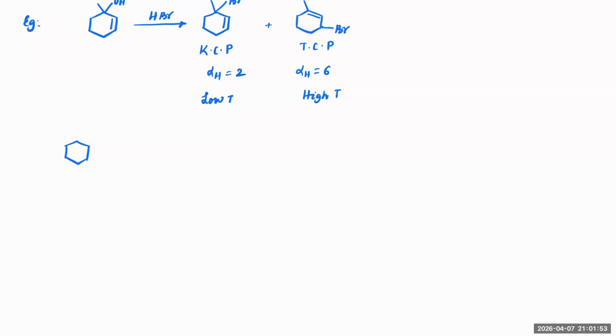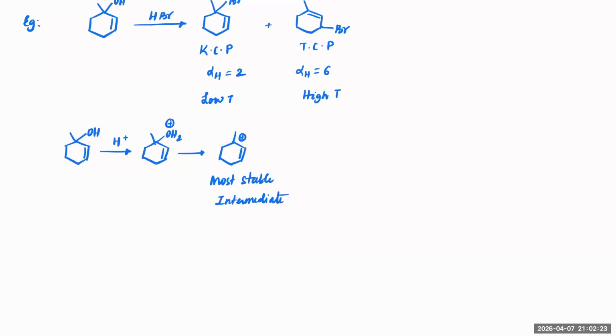First, we have OH, and on protonation, OH will take proton to get this as OH2 plus. That OH2 plus will be relieved to get a positive charge. This is the most stable intermediate. First we get the most stable intermediate. And from that, due to resonance, you can also get one more intermediate, which is getting this one. Okay. This is the other intermediate.